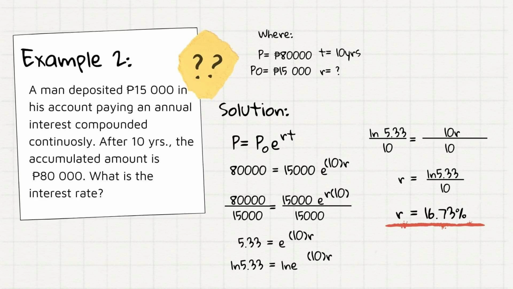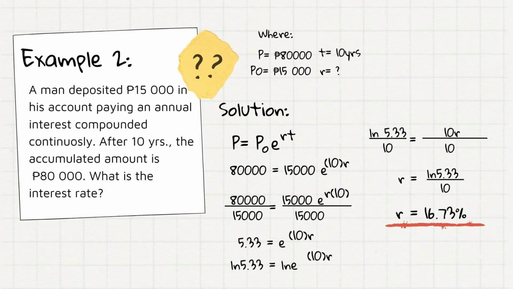Now for the solution, we already know the formula. P = P sub o e raised to the power of rt. It is easy to solve with a calculator, but if we do it manually, let me continue. Divide both sides by 15,000 pesos, so the 15,000 is eliminated on the right side. So we have 5.33 equals e raised to the power of 10r.